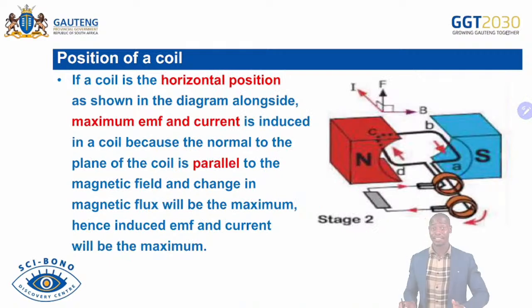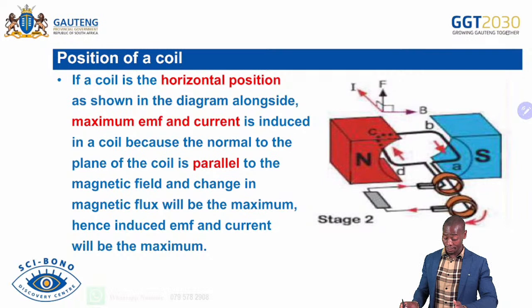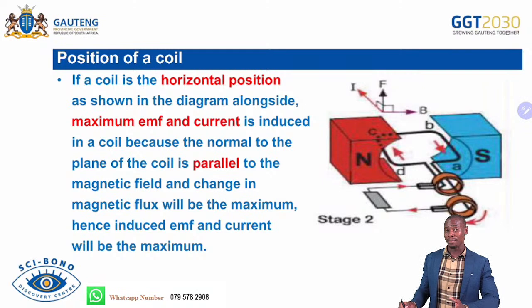Now the coil is in the horizontal position, as shown in the diagram alongside. If the coil is in the horizontal position, you should know that maximum EMF is induced, or maximum current is induced, because EMF and current are directly proportional according to the equation I equals V over R.